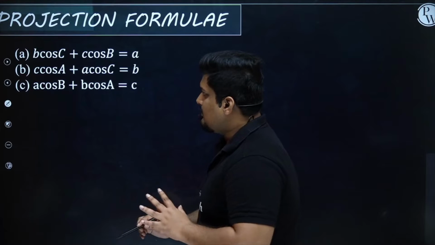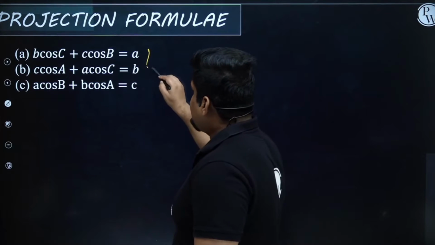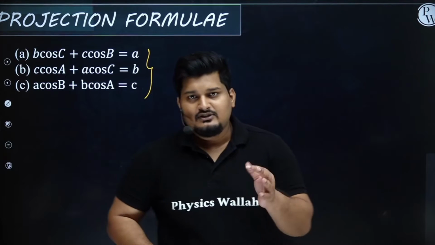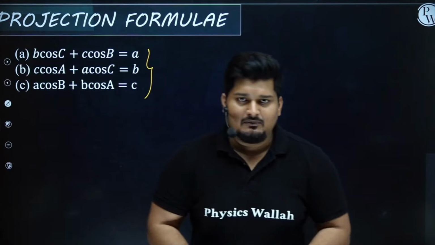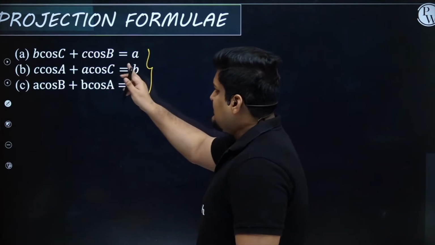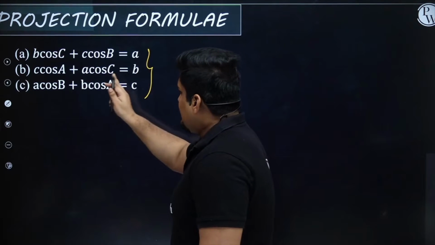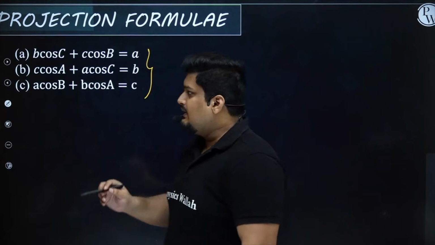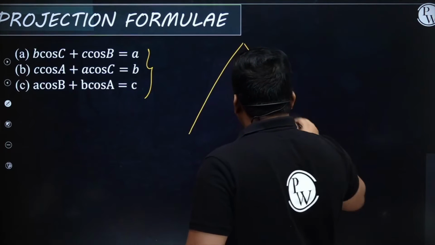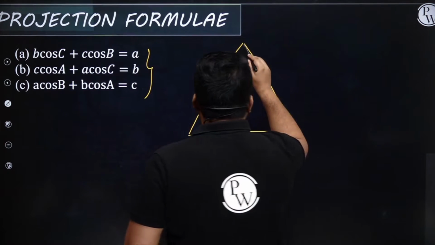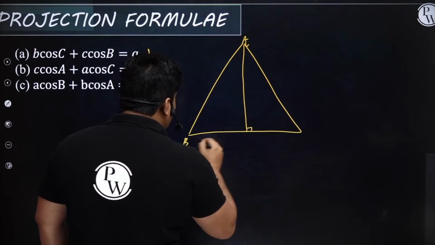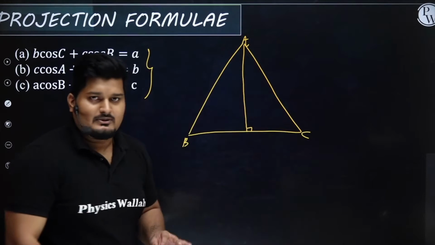Third one is the projection formula. B cos C. Now projection formula, I've not seen any question based on projection formula in JEE main, but maybe it will be helpful also. So B cos C plus C cos B is A, C cos A plus A cos C is B, A cos B plus B cos A is C. Now if you want to know how do we prove this, the sine rule, cosine rule is very frequent for you all, so that is why I have not written anything about that. But for this projection rule, this is also very simple.